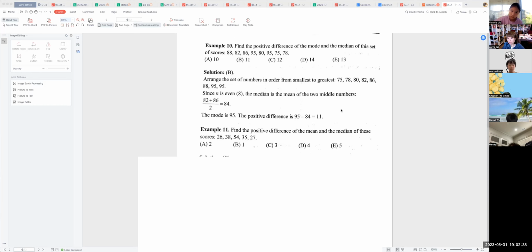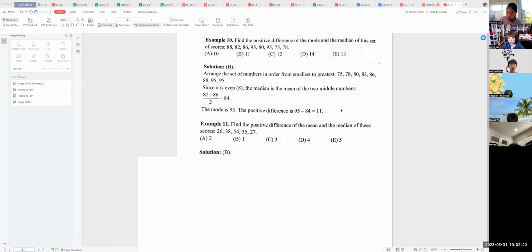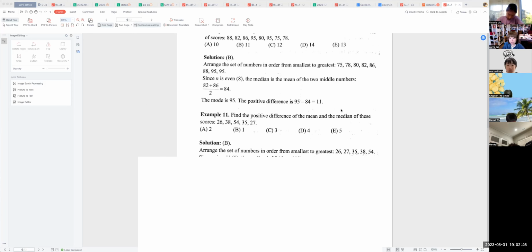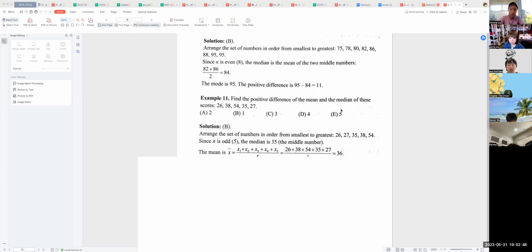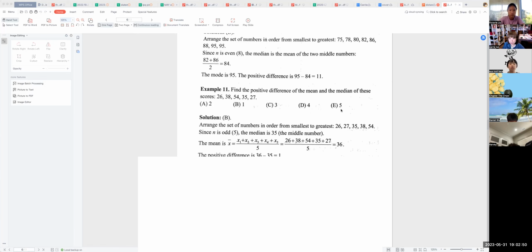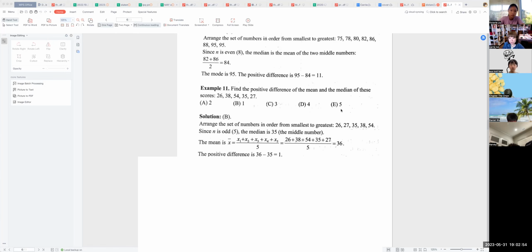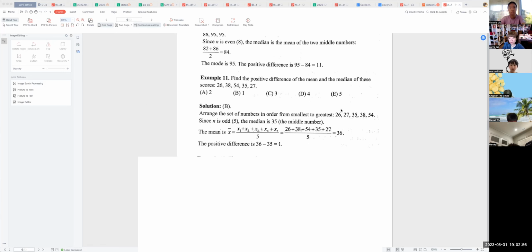Okay, I have received Elaine's and I have received Harvey's. Very good. Okay, good job. So this one, just plus all of them together and divide by 5, equals 36. And because the median of these numbers is 35, 36 minus 35 equals 1.